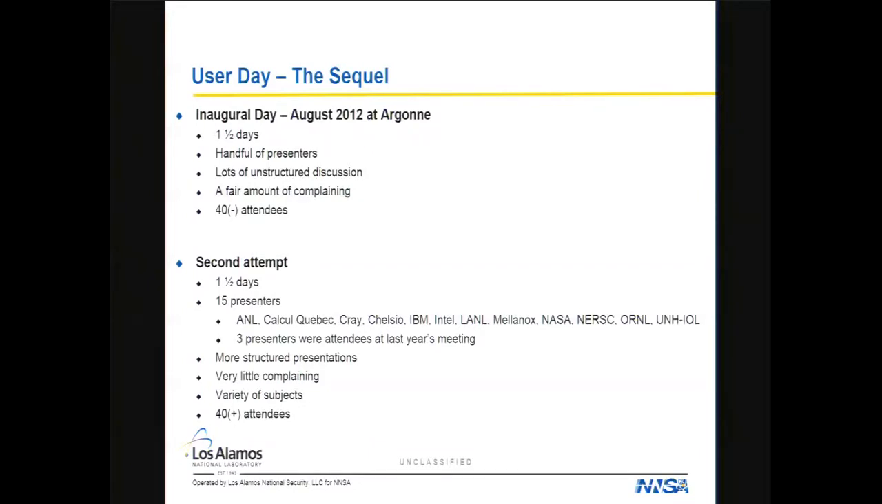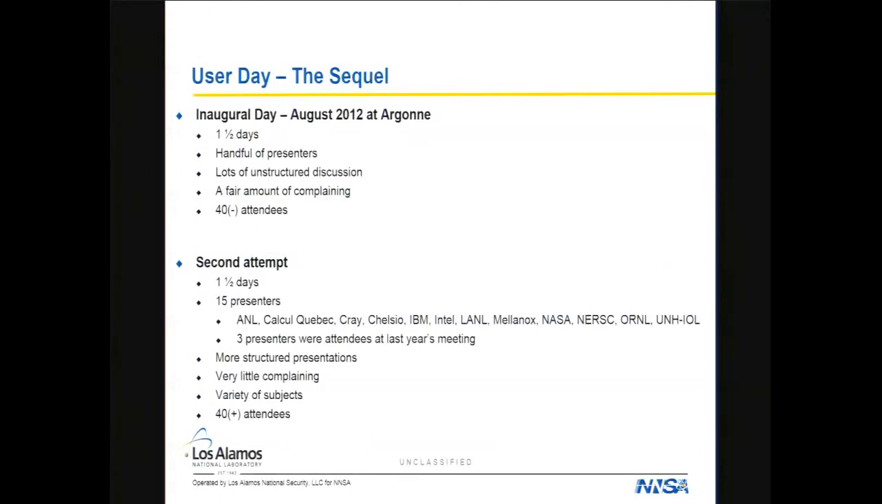First one, we had an inaugural user day last August. We put it together pretty quickly, and we held it at Argonne. It was 1.5 days. We had a handful of presenters, and there were subjects that we began discussing, but there was quite a bit of discussion, which was nice. That's what we wanted to get started with. There was also quite a bit of complaining, which we knew was going to happen, because most people had the same experience.